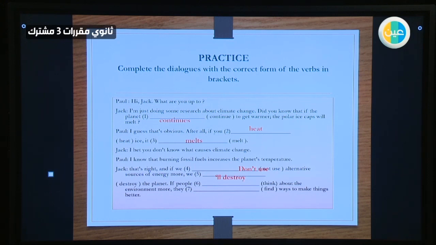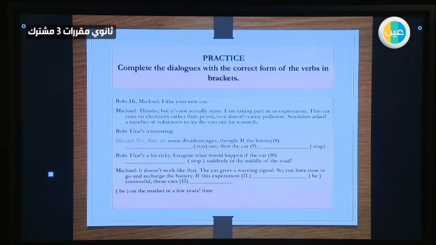If people thought about the environment more, they would find ways to make things better. And this didn't happen. We imagine, okay? And this is something difficult. Until now, they didn't know about that. If people really started thinking about the environment, they would find ways to make things better for the environment, okay? Let's complete the second part.